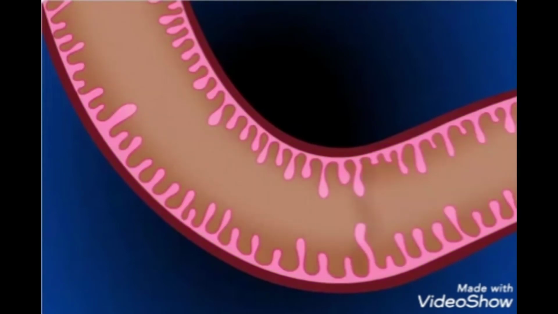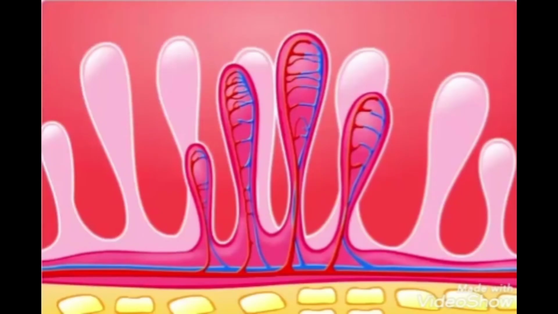The inner wall of the intestine has numerous finger-like projections called villi. Villi increase the surface area of the small intestine to ensure efficient and rapid absorption of nutrients. The villi are richly supplied with blood vessels which transport the absorbed food to all the cells in the body.